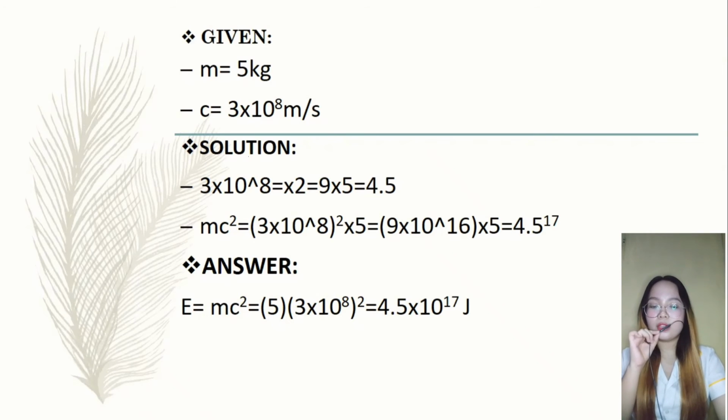And to solve the 10 to the power of 17, the solution is mc squared equals 3 times 10 to the power of 8 squared times 5 equals 9 times 10 to the power of 16 times 5 equals 4.5 times 10 to the power of 17. So here is my answer. E equals mc squared equals 5.3 times 10 to the power of 8 squared equals 4.5 times 10 to the power of 17 joules.